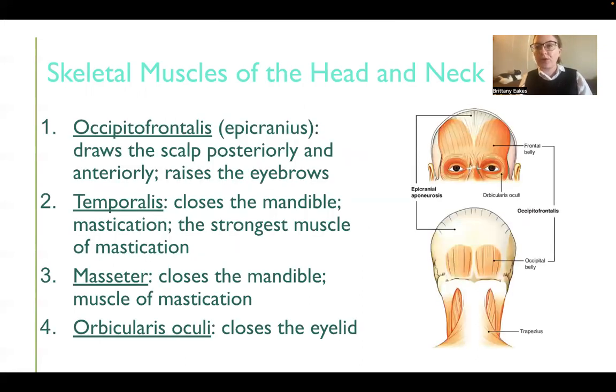So let's just go in order of the way we need to learn this for the national board exam. First, we have the occipitofrontalis or the epicranius. This will draw the scalp posteriorly and anteriorly, so towards the back, towards the front. It raises the eyebrows. We have the temporalis, so think temporal region. This muscle closes the mandible. It's a muscle of mastication or chewing, and it's the strongest muscle of mastication.